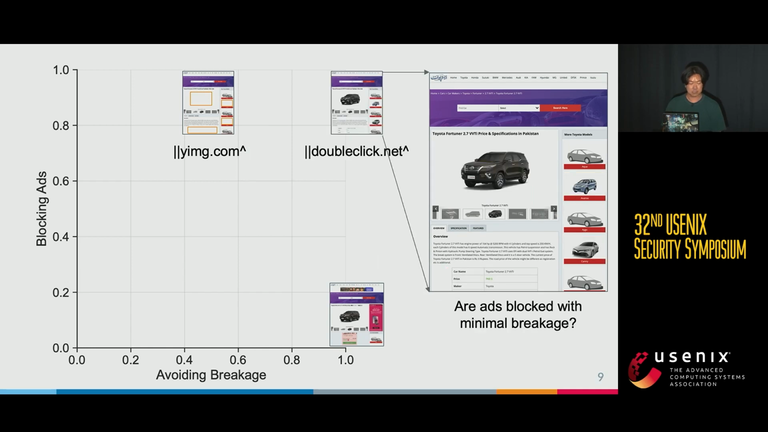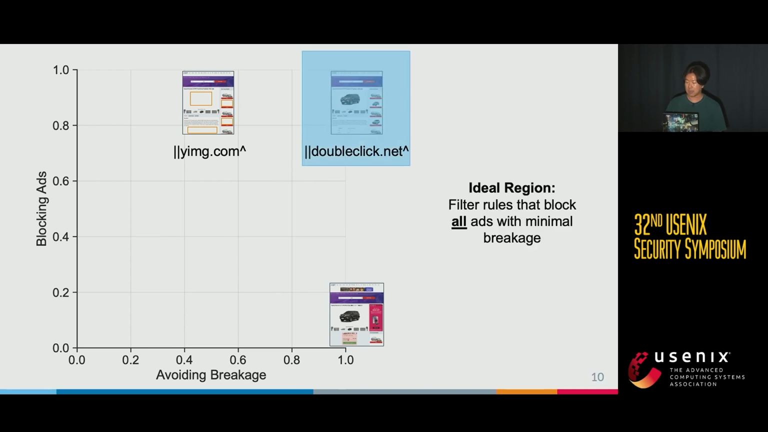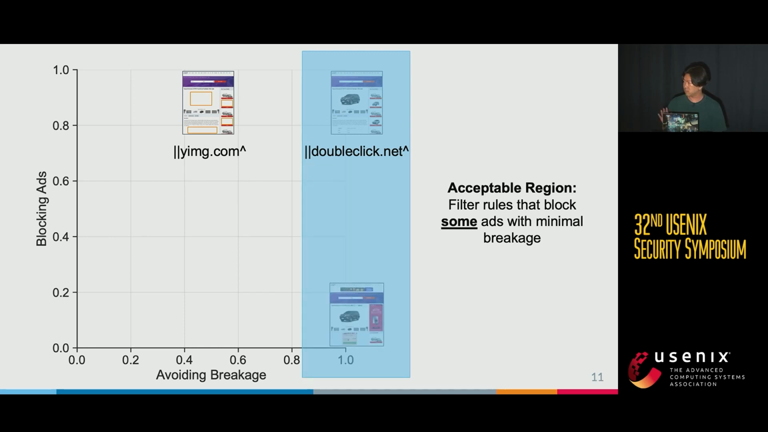Ideally, what we want is this top right corner here, where we're able to block all ads with minimal or no breakage. So this is our ideal region. However, we also consider the right side of the plot to be an acceptable region because filter rules can block some ads, and as long as they cause minimal breakage, that's okay.